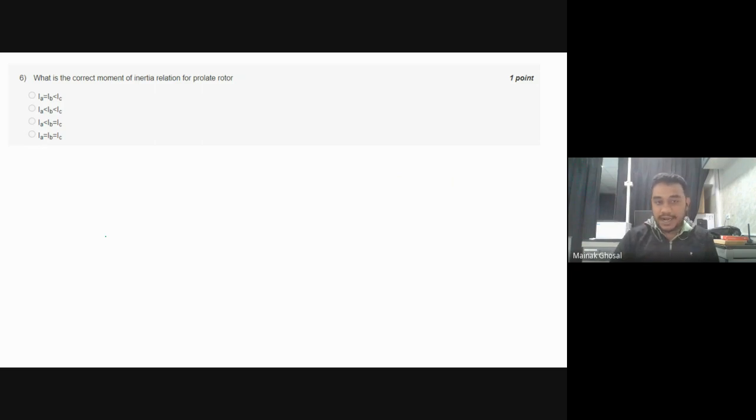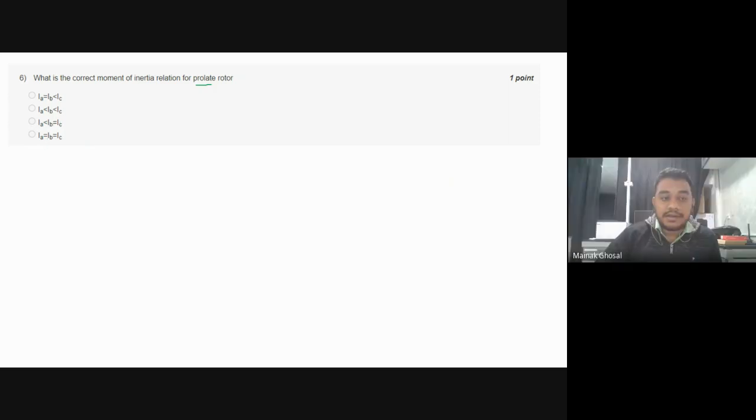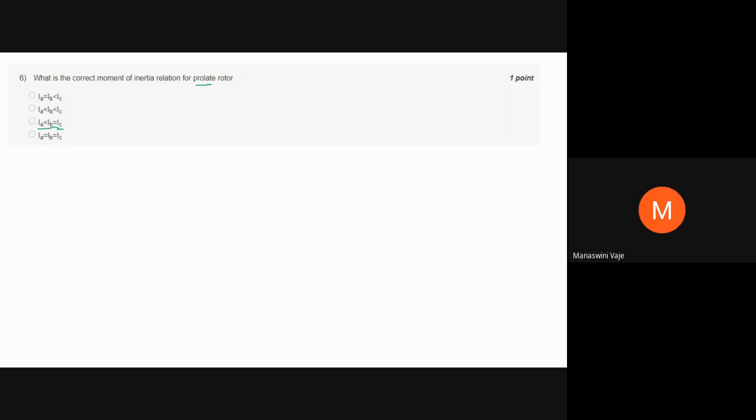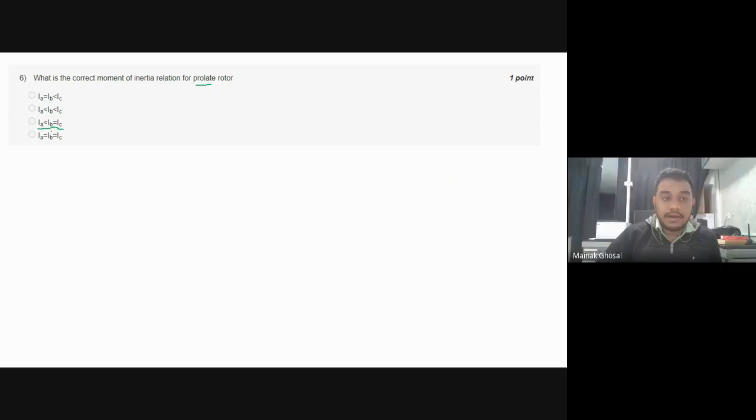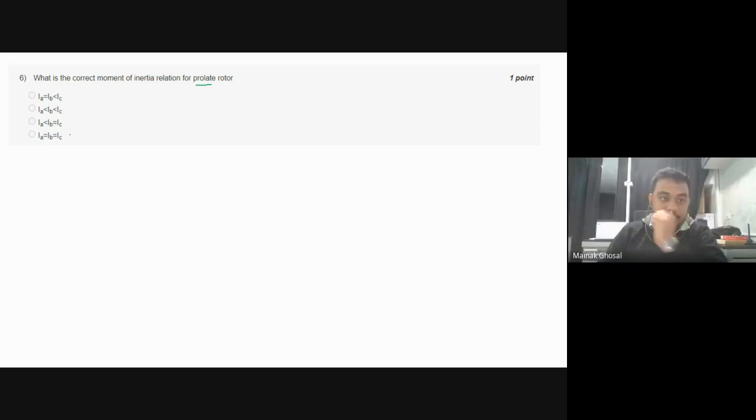So what should be the correct moment of inertia relation for a prolate rotor? Prolate symmetrical rotor. Which one? IB is equal to IC, this one? Greater than IA, this one? Which one? Third one. Third one. Okay, fine.